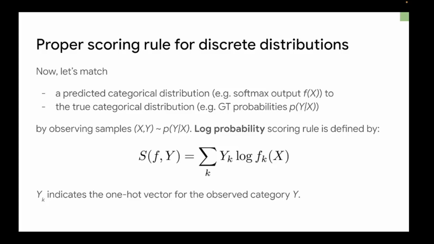And fk of x is basically the kth entry of this prediction vector. You take the log of that, and then you multiply with this binary indicator. So eventually what's happening here is you're just taking the log of the ground truth entry of the prediction vector, which is just the log likelihood. This is the log probability.